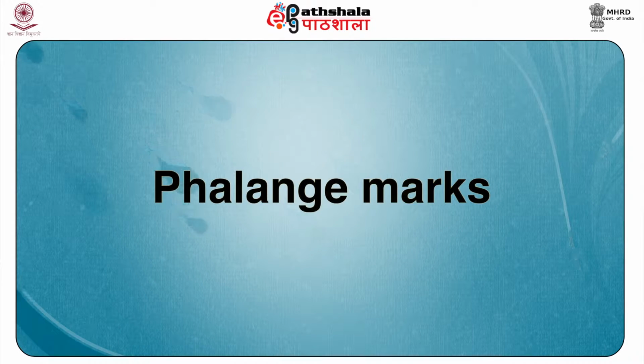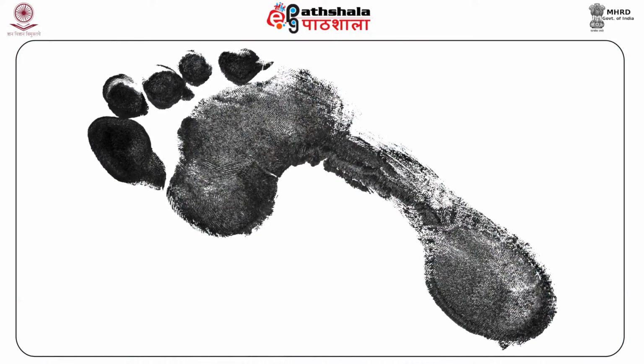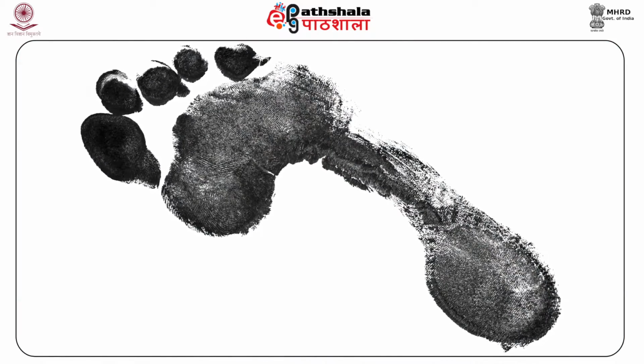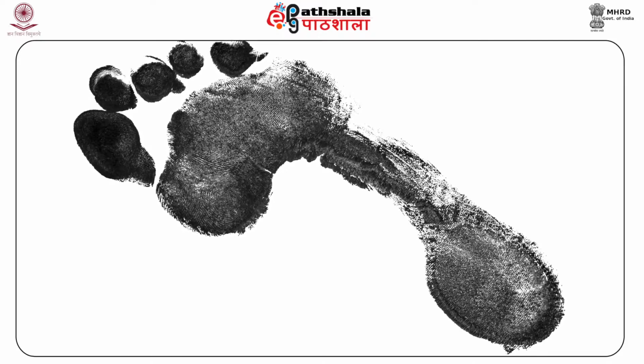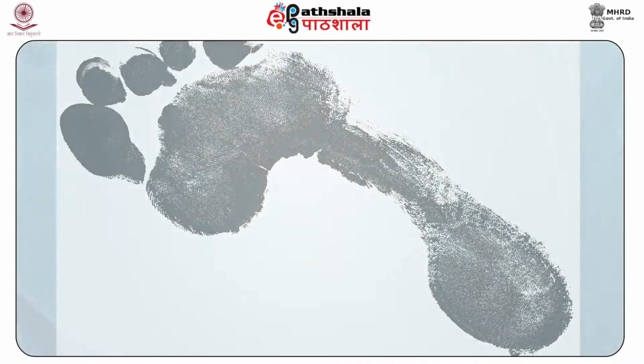Others are phalange marks. Phalange marks are created by the phalanges of the toes and are imprinted in the form of toe stems. The presence, position, shape and size of phalange marks form a characteristic feature of a footprint and can help in personal identification.